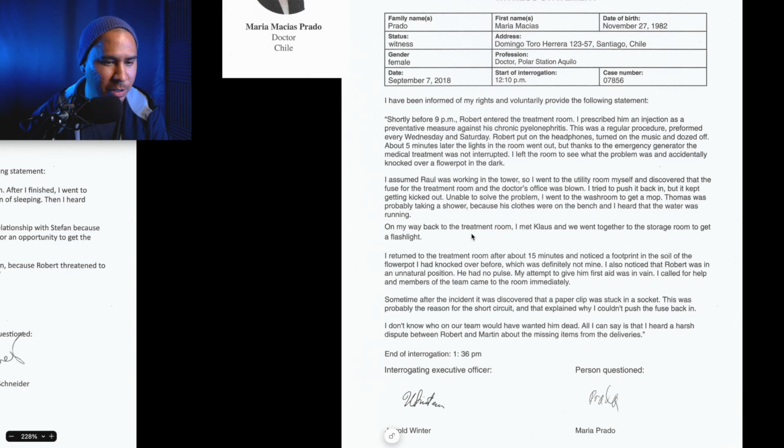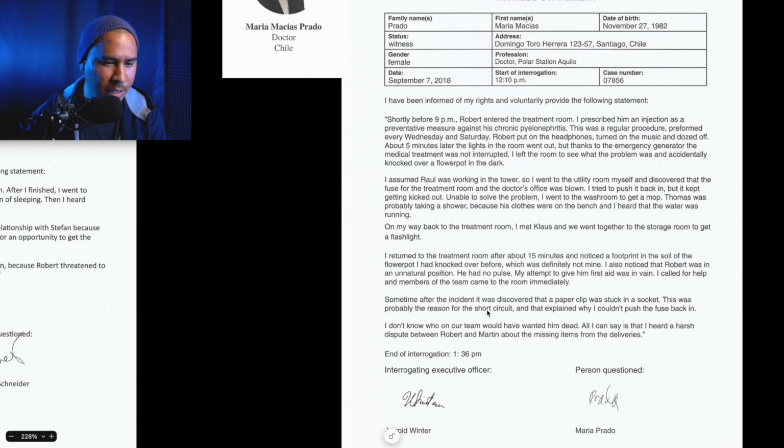On my way back to the treatment room, I met Klaus and we went together to the storage room to get a flashlight. I returned to the treatment room after about 15 minutes and noticed a footprint in the soil of the flower pot I had knocked over, which was definitely not mine. Yeah, I kind of deduced that already. I also noticed that Robert was in an unnatural position. He had no pulse. My attempt to give him first aid was in vain. I called for help and members of the team came to the room immediately. Okay, so he was in the treatment room.